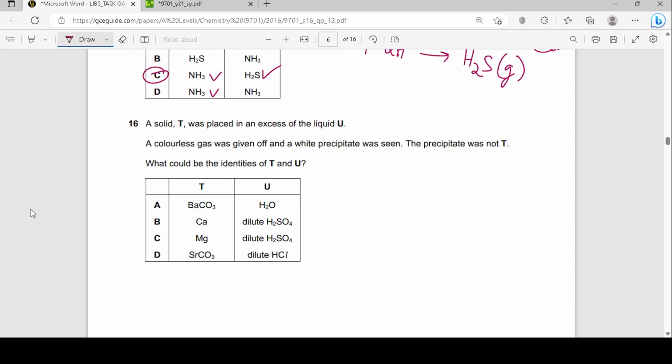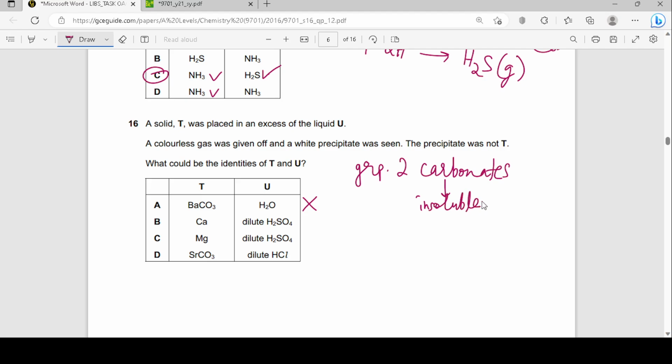Okay. Next, a solid T was placed in an excess of the liquid U, a colorless gas was given off, and a white precipitate was seen. The precipitate was not T. What could be the identities of T and U? Okay, so first you have BaCO3 and H2O. Well, that won't really give you a reaction, because group 2 carbonates are insoluble in water.